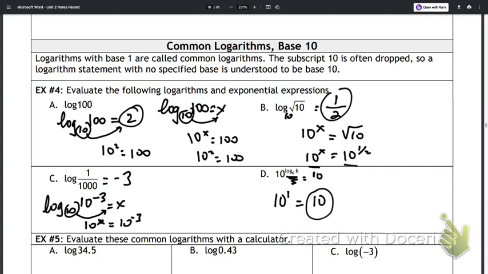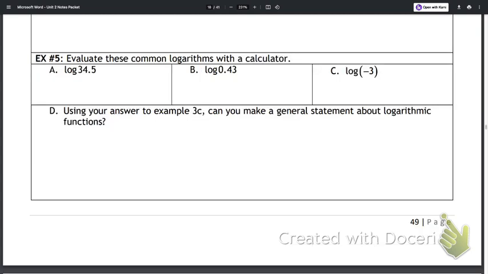All right, let's move on. This next part is just plugging these into your calculator. The log button is on the left-hand side of your calculator. So let's see, if I plug log of 34.5 in my calculator, I'm going to get 1.5378. If I plug in log of 0.43, I get -0.3665. And if I plug in log -3, I'm going to get an error message.